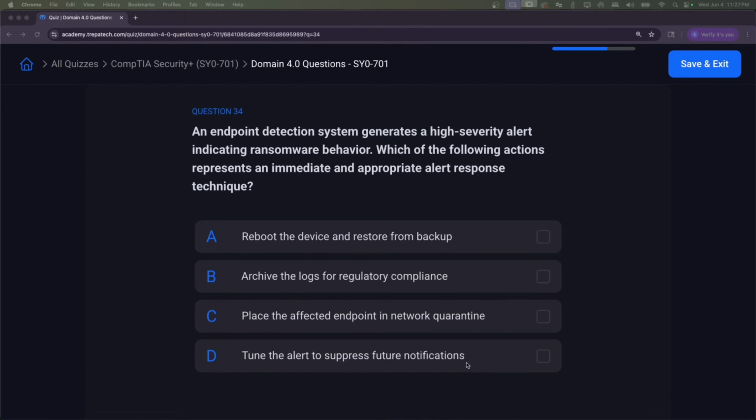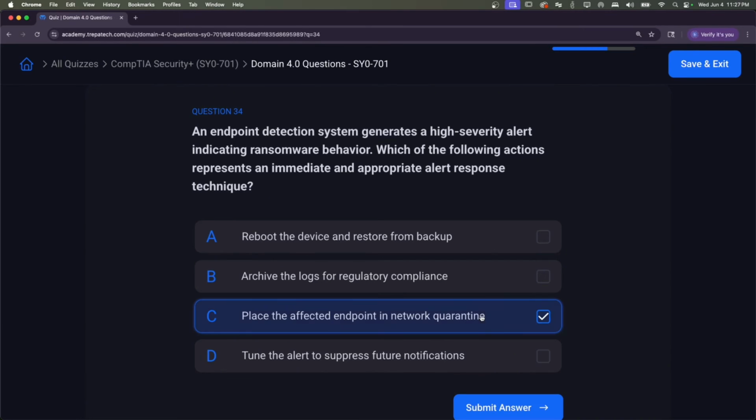So tune the alert to suppress? No, this one we need. Archive? That's not going to be the immediate response. And we're not going to just reboot immediately, unless that is part of your incident response. I'm going to go with C.